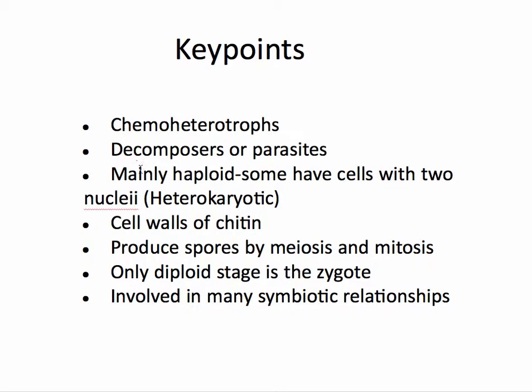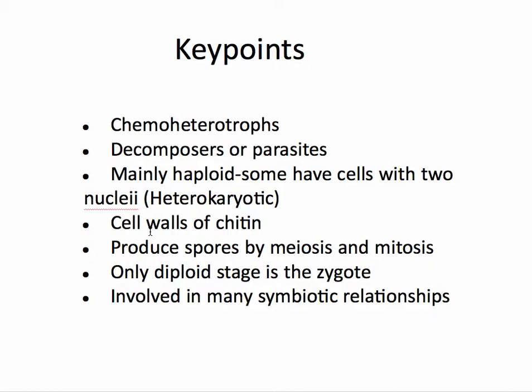The third thing is that fungi, unlike plants or animals, are basically haploid. Some, such as mushrooms, have cells with two nuclei, and that situation is called heterokaryotic. So heterokaryotic cells have two different haploid nuclei. Fungi typically also have cell walls made out of chitin. And another thing about fungi, as we'll see in a little bit, is that they produce spores either by meiosis or mitosis. So fungi go into spores in a real big way.